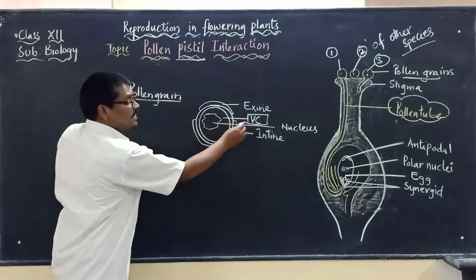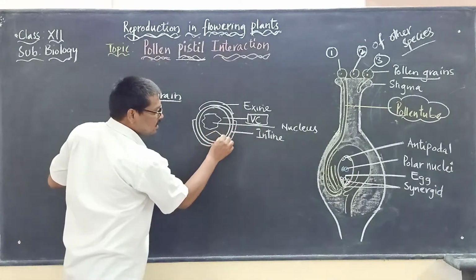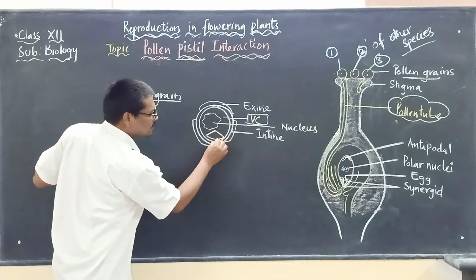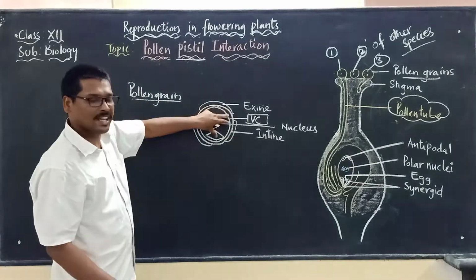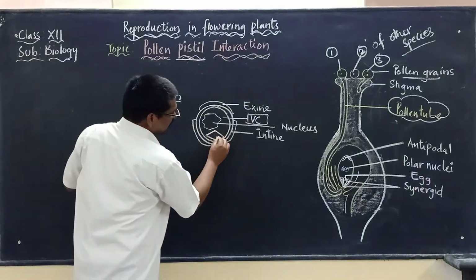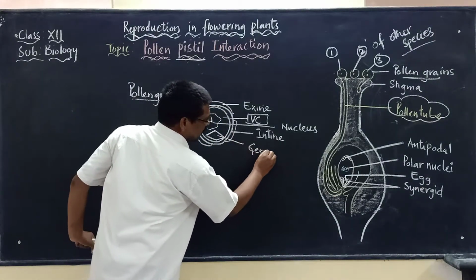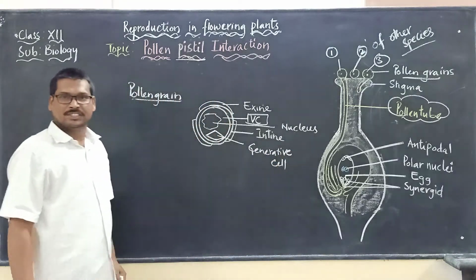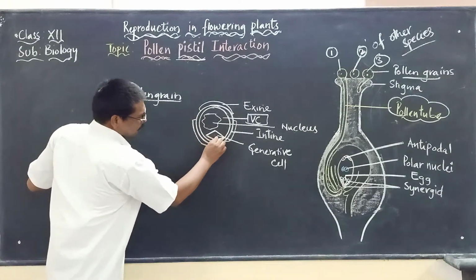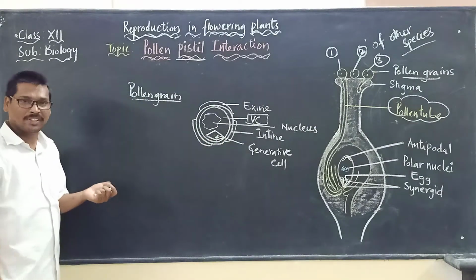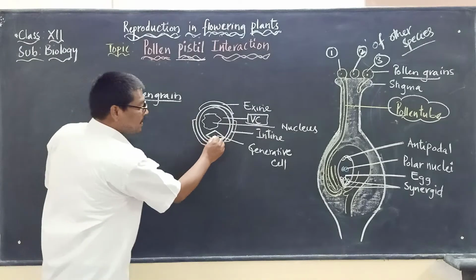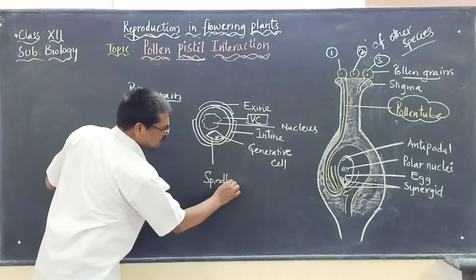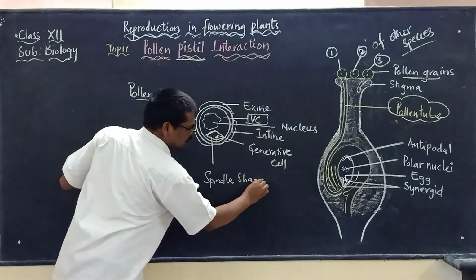Inside this vegetative cell, we will see one spindle-shaped cell that is present. This cell is nothing but the generative cell. This cell is called what? The generative cell, having a nucleus. Now, this cell is in what shape? It is in spindle shape.